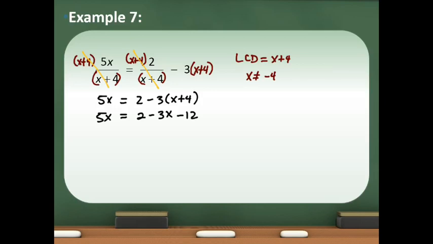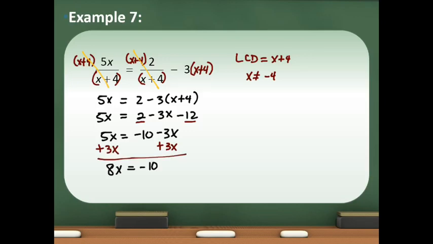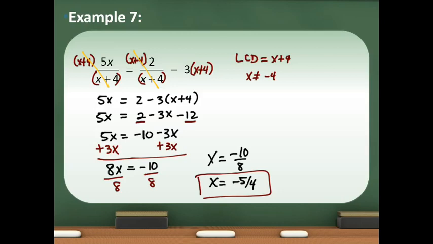So notice a minus 3 times x is a minus 3x, and a minus 3 times 4 is a minus 12. And we do have some like terms here, so let's take care of that. We do have x on both sides, so let's add 3x to both sides. We're going to get 8x is equal to negative 10. So let's divide each side by 8. And we're going to get negative 10/8, which reduces to negative 5/4. Just divide the numerator and denominator by 2. Let's move on to our next example.